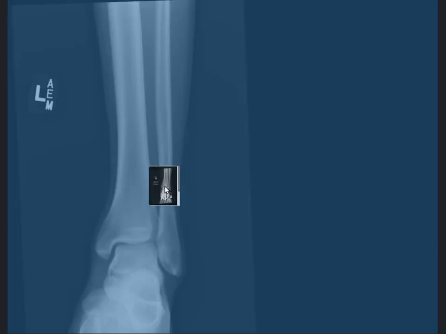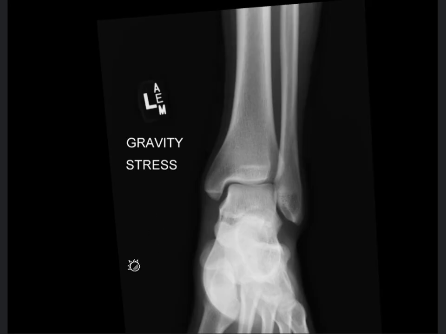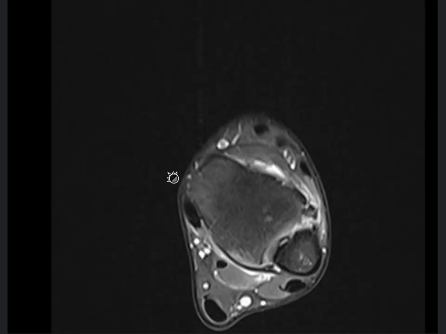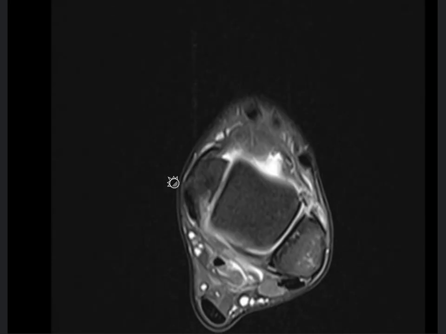So on this gentleman, we did get a gravity stress view. I don't think and would not say there's significant widening within this medial space, approximately 4 to 5 millimeters, I think, when we measured it. We did end up getting an MRI to see if there's a concern about injury to this anterior or posterior distal tibiofibular ligament.